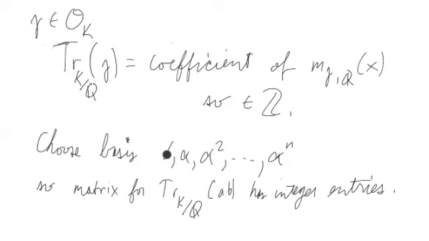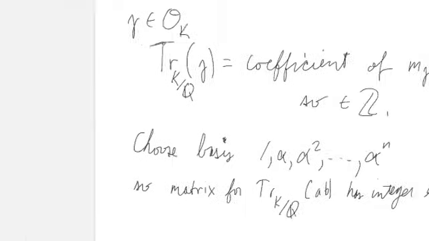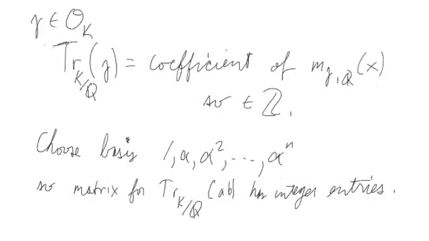Now, in particular, if this were a basis, then the matrix that we have for the trace will consist of integer entries, because the different entries look like this. So we're going to have an integer matrix. All right. So we've just created an integer matrix for the trace form with respect to this basis right here, this power basis right here.